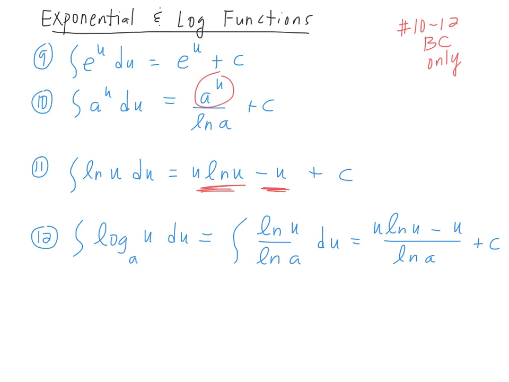The last one here, if it's not the natural log, now we have the log to another base, which we're calling a. Okay, and this can be rewritten using the change of base formula. So this is the same as integrating ln of u over ln of a with respect to u. Remember, u is our independent variable. And this rule ends up being u times the natural log of u minus u all over ln of a. So once again, these are just some formulas that you need to commit to memory. Okay?